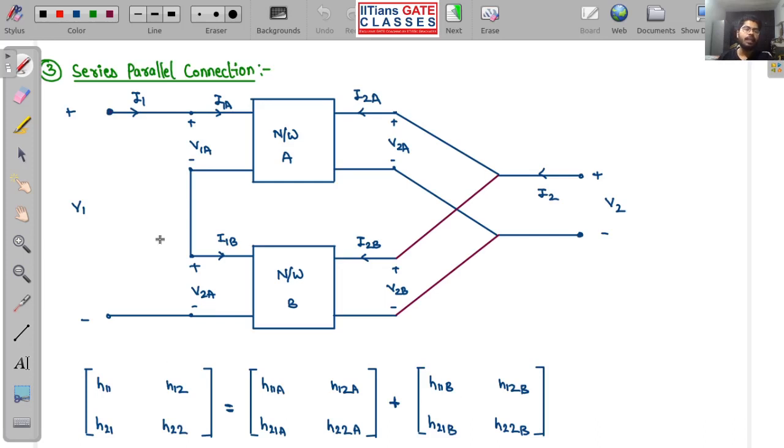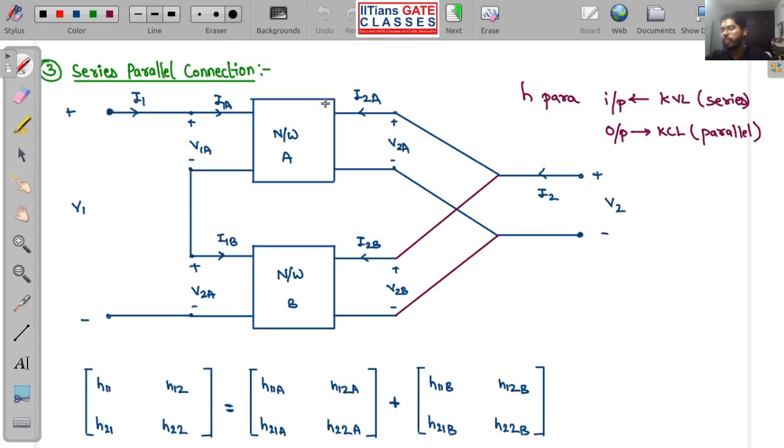In series parallel, we have seen in H parameter, my input side is basically what? KVL. KVL means what? Series. And output side is KCL, okay, output side is KCL, that means parallel. So if it is my series parallel connection, your equivalent H parameters will add. Okay. If it is my parallel series connection, then which parameter will add? G parameters will add. Okay.